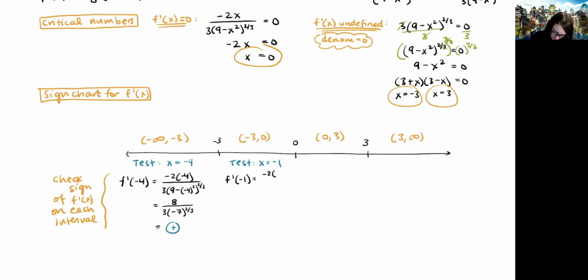So let's see. So -2 times -1 over 3 times 9 minus -1 squared to the 2/3. Up top, that's +2. Down bottom, this will be 8 to the 2/3. Everything's positive there. So again, this will just be positive. All right, between 0 and 3, how about +1?